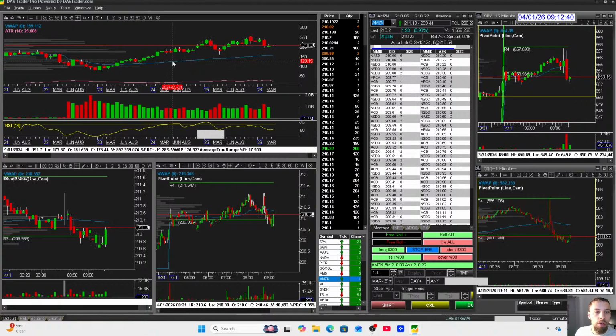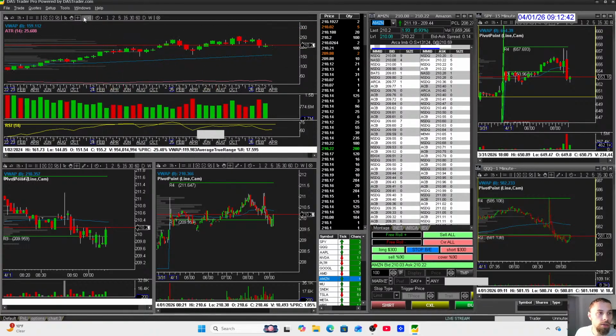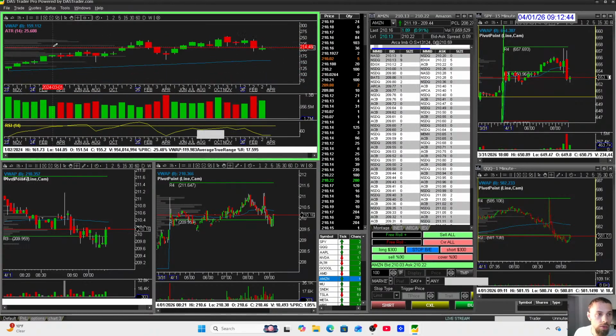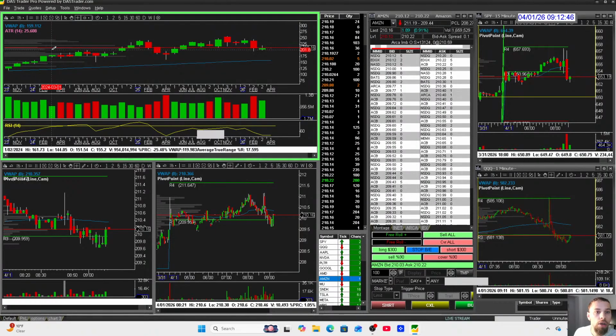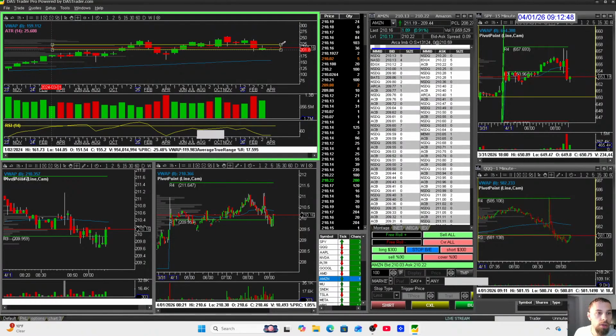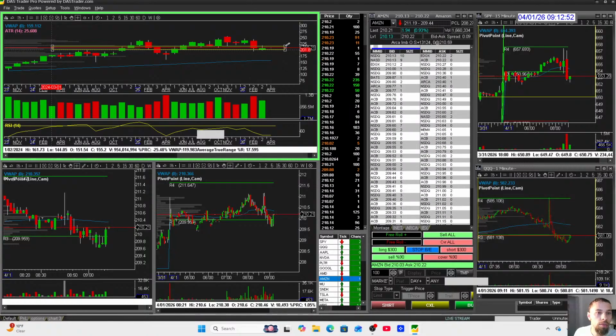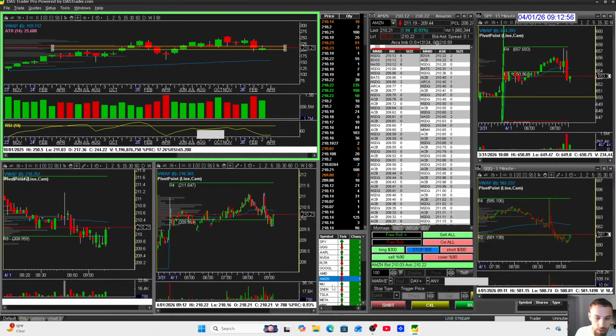Amazon monthly chart here. Had a couple bounce points at 201. Area of resistance I'm drawing is 217. Do that.